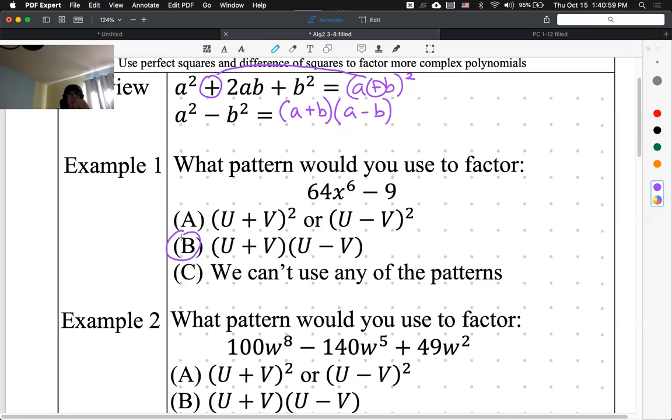I can modify this question a little bit to give you a different answer. Are you guys ready for this? I'm going to change this 6, so 64x to the power of 7. Now the answer is not B. Now the answer is C. Yes, it is C. Next time, raise your hand. It has to be an even power.